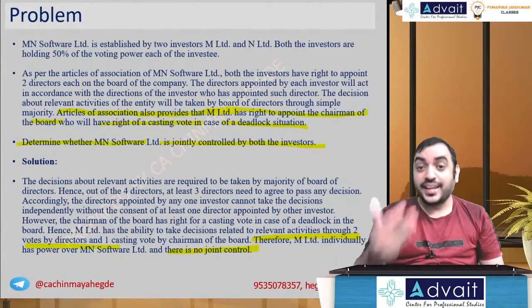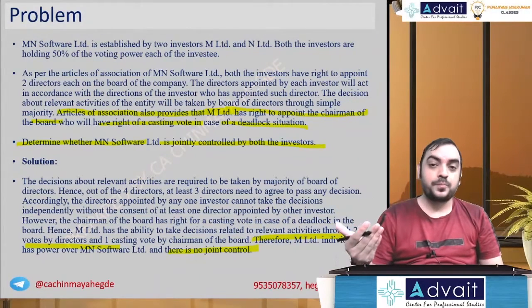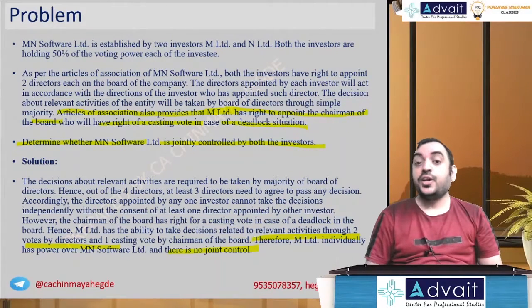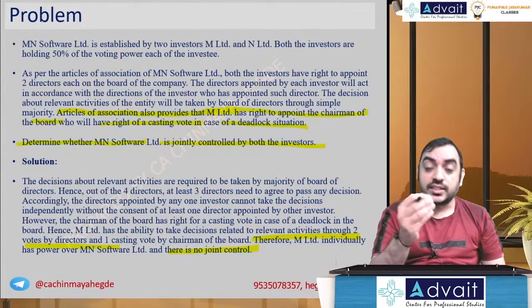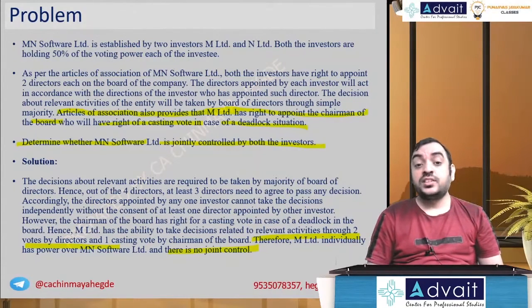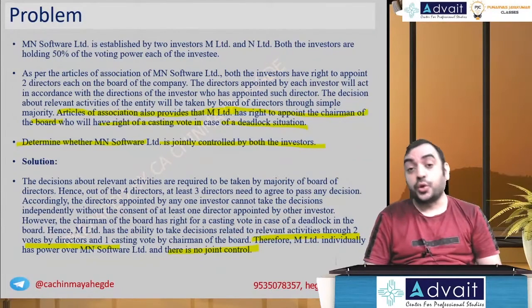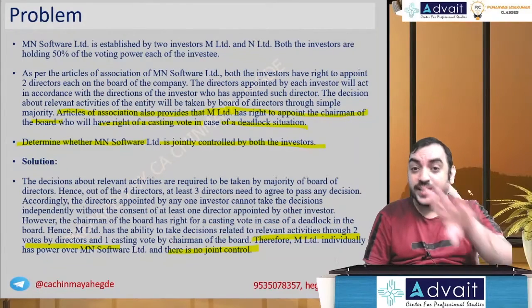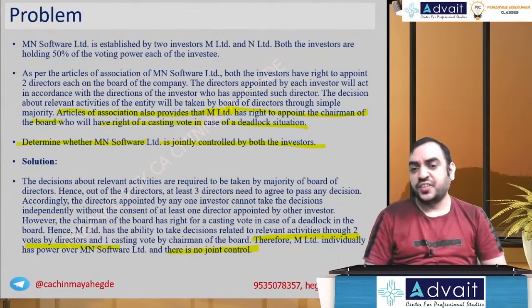So, if you are reading or preparing the financial statements of an organization, you should look at the facts like this. Look at explicit joint control, implicit joint control. Are there any provisions in the articles giving the chairman the casting vote? And who appoints the chairman? If the chairman is also appointed by both the people, that's a different situation.